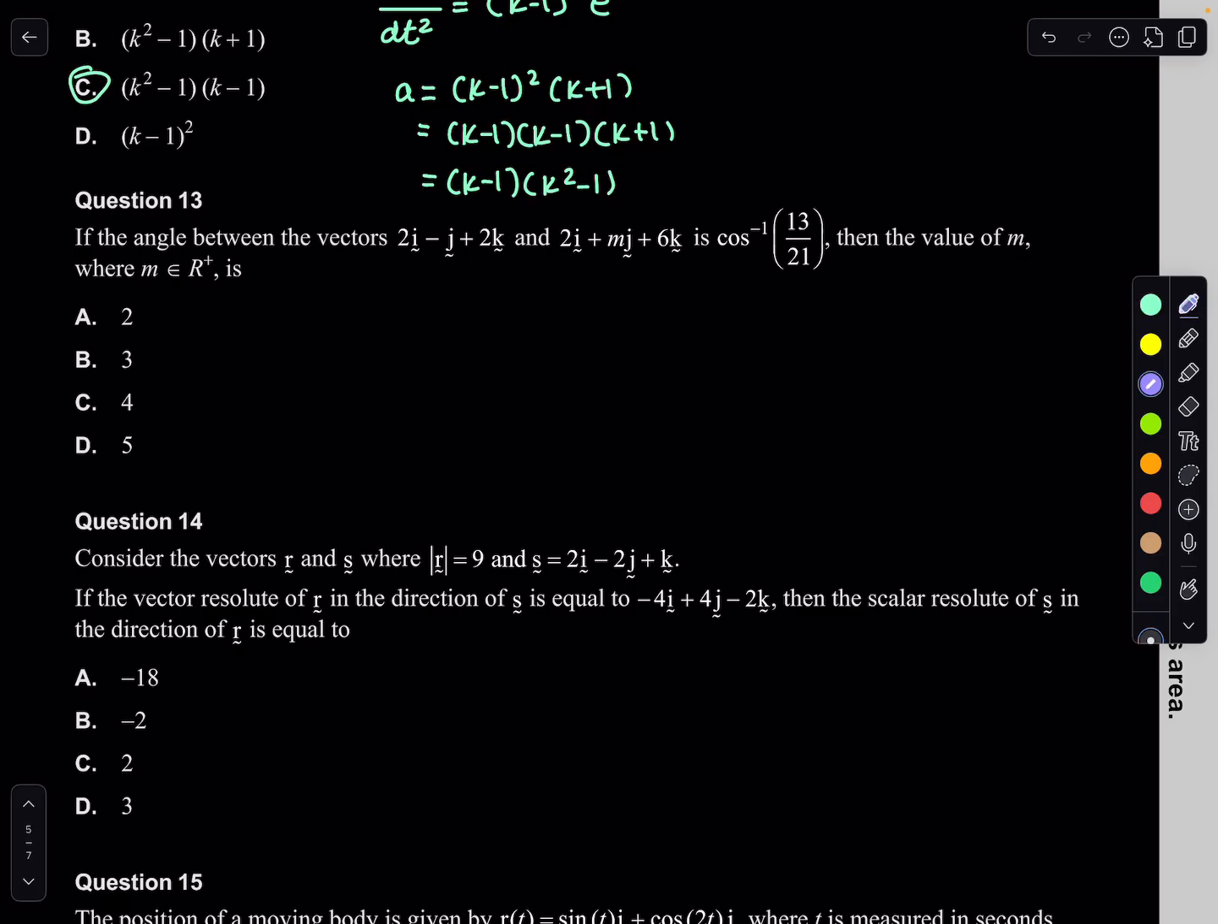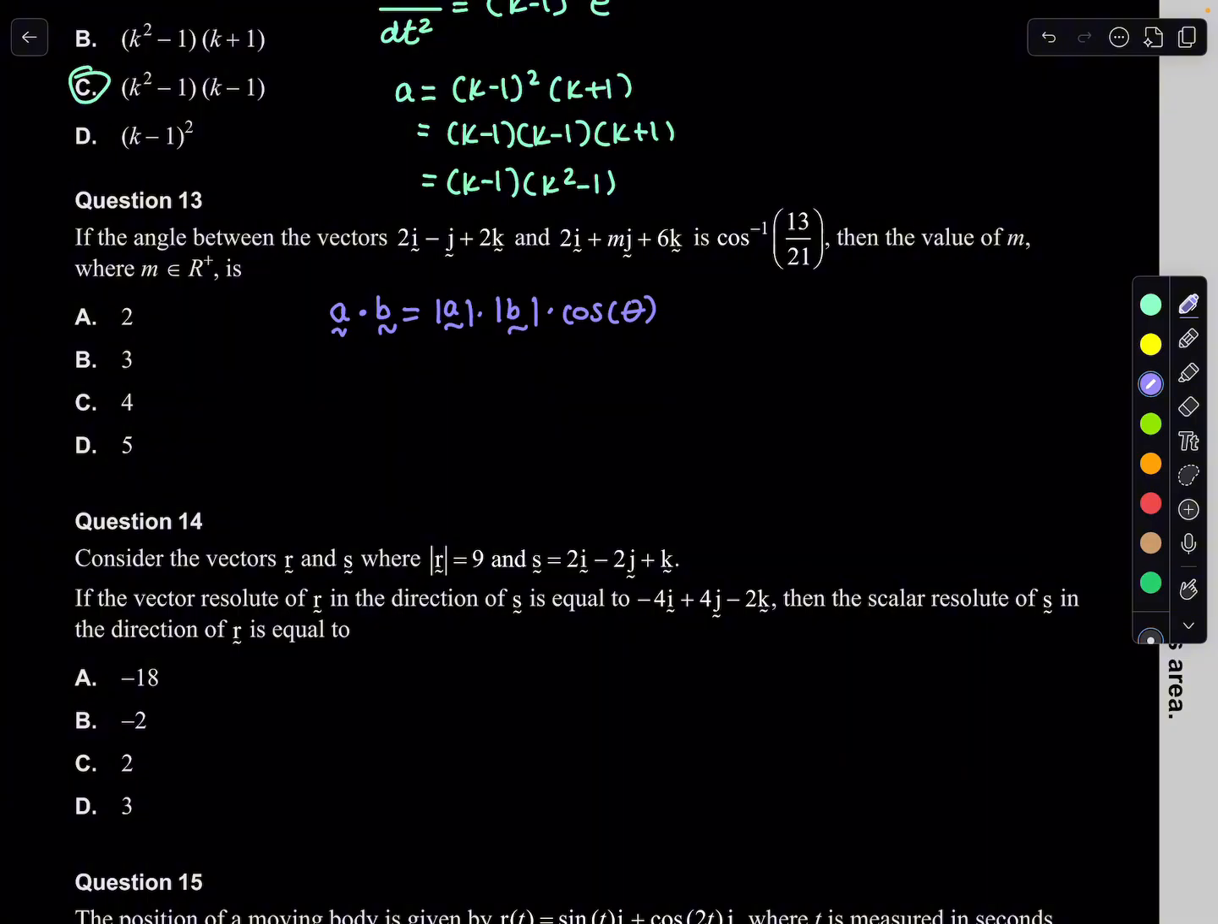Next question is 13. If the angle between the vector this and this is this, then the value of m, where m is an element of the real numbers, is what? What a beautiful question. It's so easy. To get the angle between two vectors, we know that a dot b is equal to the magnitude of a times the magnitude of b times cosine theta, where theta is your angle between those two vectors.